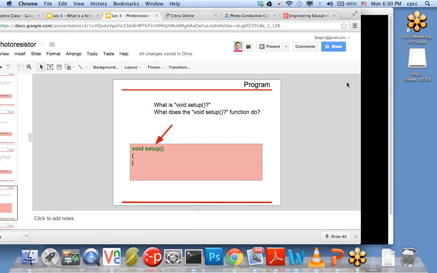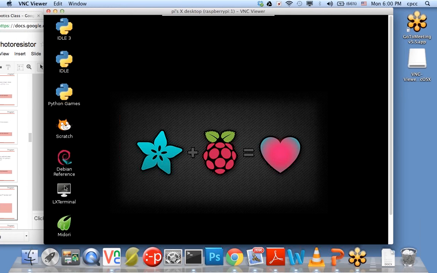It's not going to be an integer, a double, a float, a string, or any other type of character or anything else. So it's not going to return anything. Make sure again when you do a void setup, you do put the parentheses in there, and when you're doing it, they should be orange.